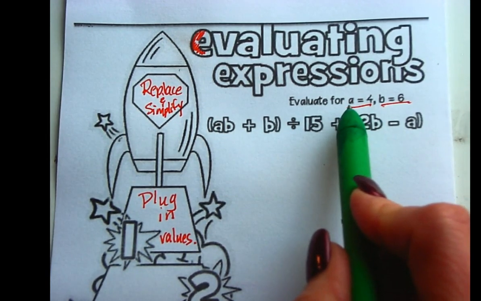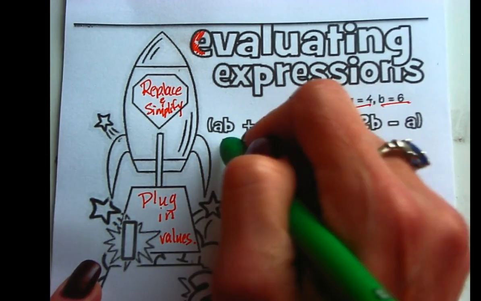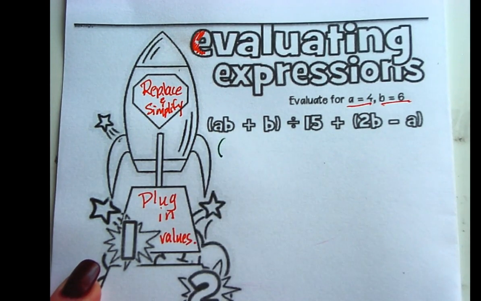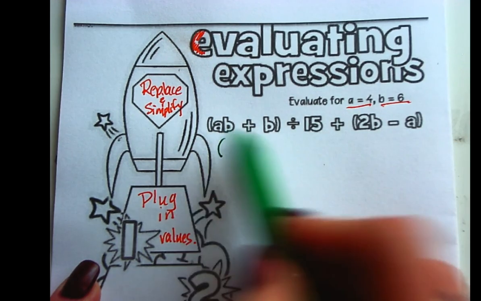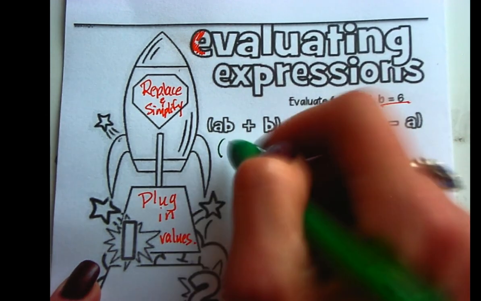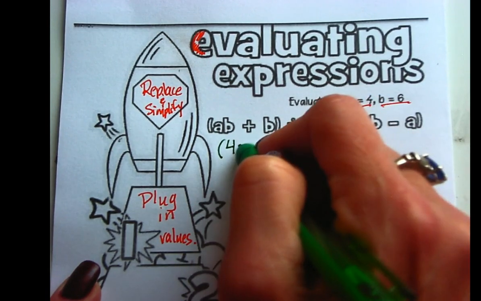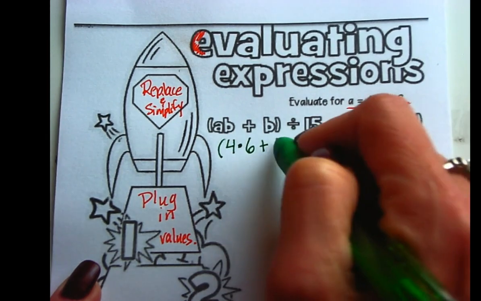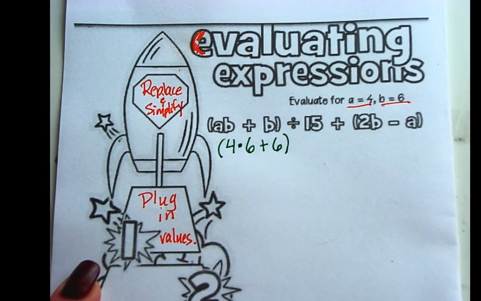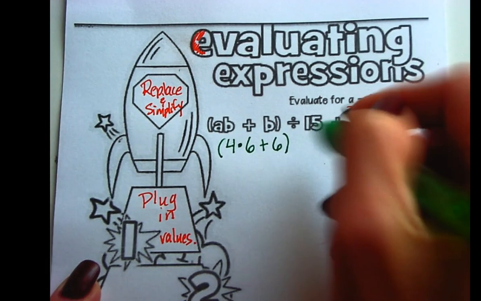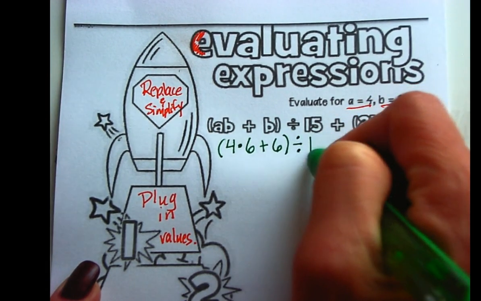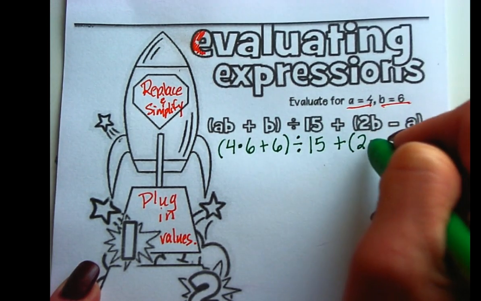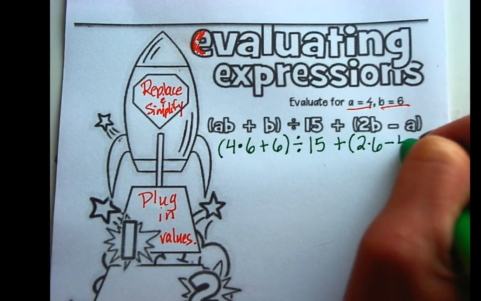I'm given A is equal to 4 and B is equal to 6. When I have two letters next to each other, that means I'm going to do what? Multiply. So that's going to be A times B. So I'm going to take the 4 that's given. I'm going to use a dot for my multiplication. I'm going to put the 6 here plus 6 for B. Make sure that you're putting your parentheses back in as you replace. You're putting everything back in with the exception of the variables. They're now numbers. So 2 times B is 2 times 6 minus 4.